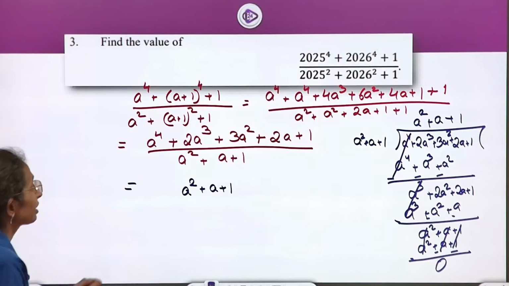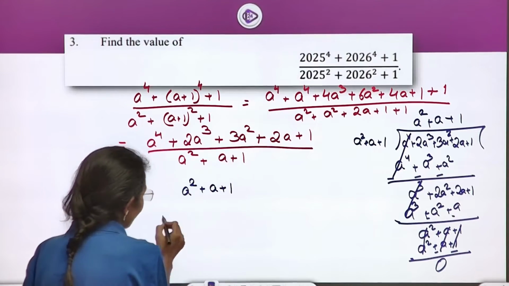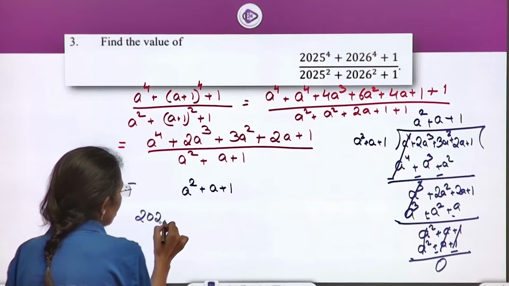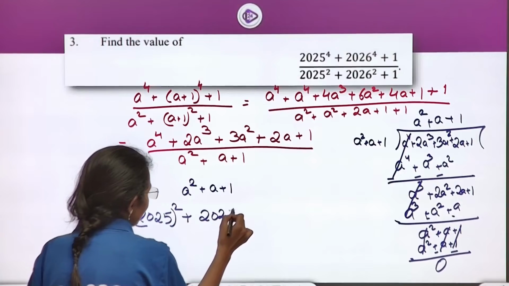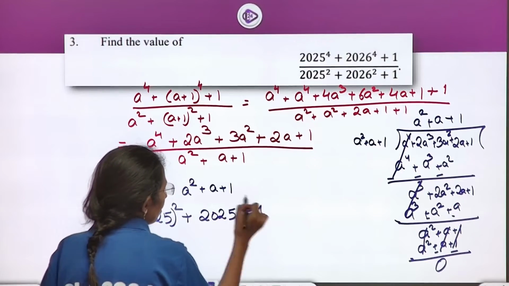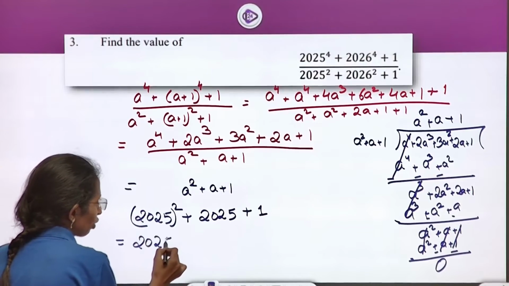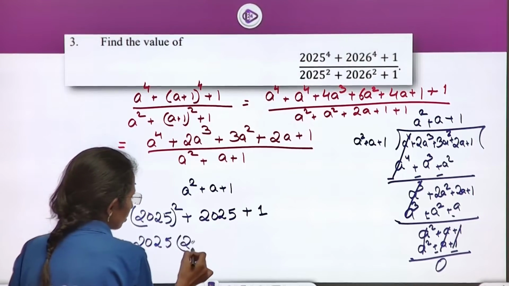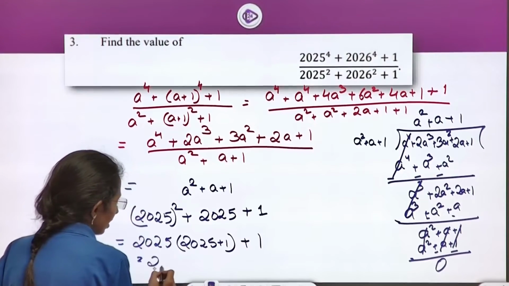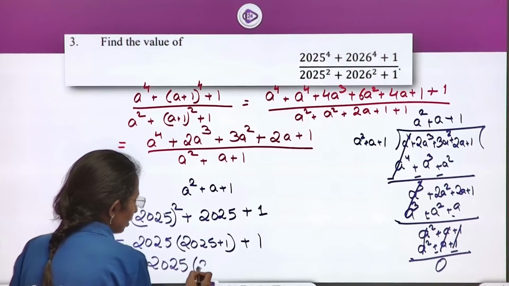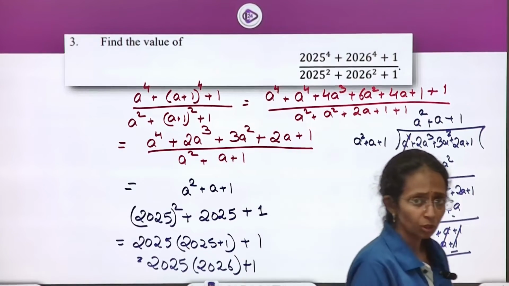That means for the given question, if my a is 2025, then the answer will be 2025^2 + 2025 + 1. We have to simplify this. So we are taking 2025 common from the first two terms. So 2025 plus 1, and again plus 1. So this is giving us 2025 into 2026 plus 1.